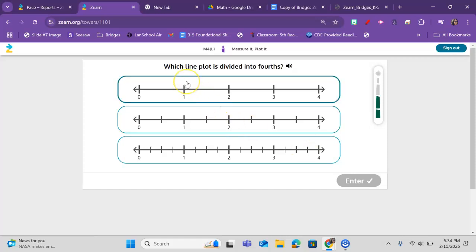Alrighty. Which line plot is divided into fourths? Okay, when I say fourths, that means that there's going to be 4 lines, okay? 3 in the middle and then 1 right here. So this one, there's nothing between the 0 and the 1, so that is not it. I'm looking from the 0 to the 1. This one just has 1 line, so that is not it. This last one has 1, 2, 3, 4. So this one would be fourths.